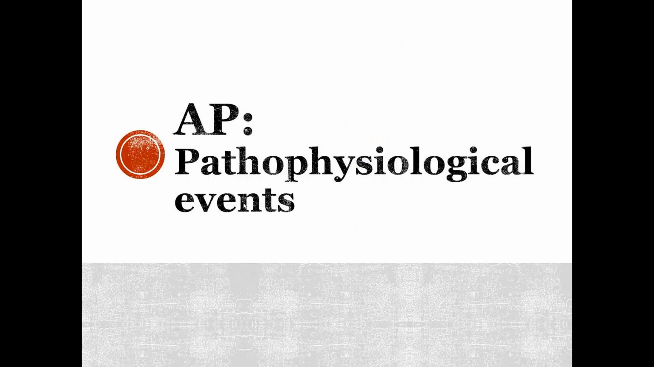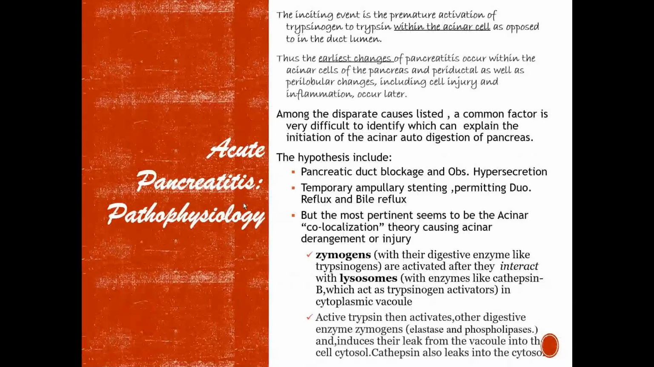Now, we know the causes, but ultimately what is happening? What is the pathophysiological sequence of events? The inciting events could be a whole range, but the primary thing happening is that trypsinogen to trypsin activation is occurring within the acinar cell, which it should not, as opposed to in the duct lumen. Trypsinogen should not be in the active form intracellularly. That is the earliest change in pancreatitis. So the whole story starts in the acinar cell. Inside the acinar cell, the trypsinogen, which was not supposed to be in the active form, has been activated.